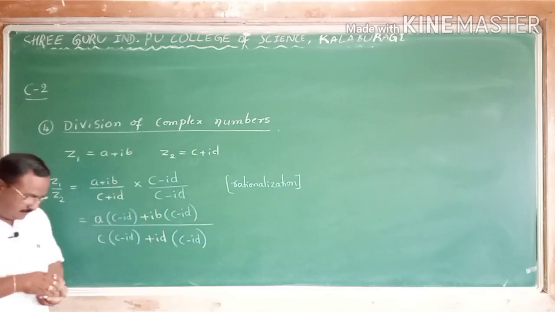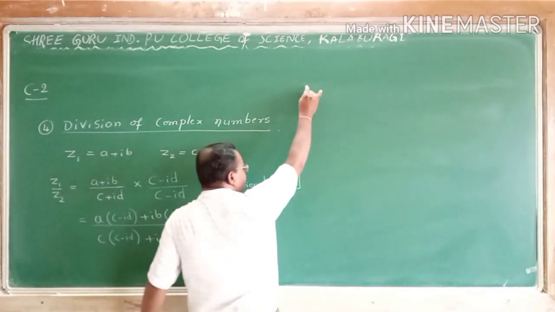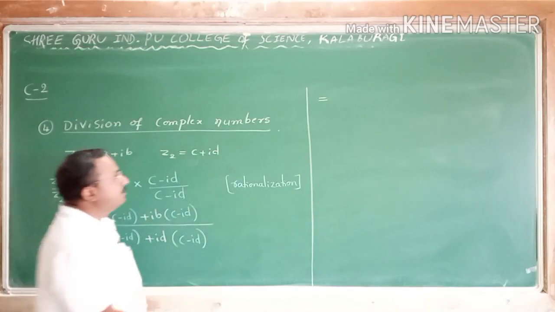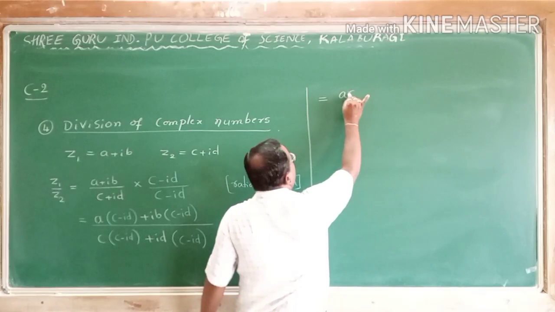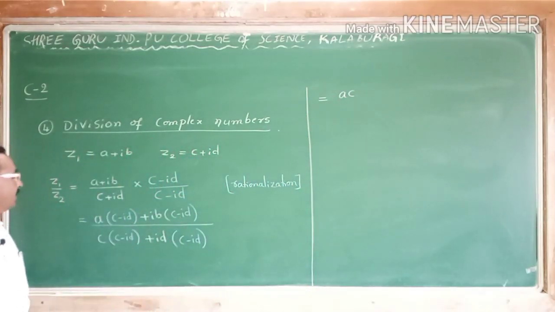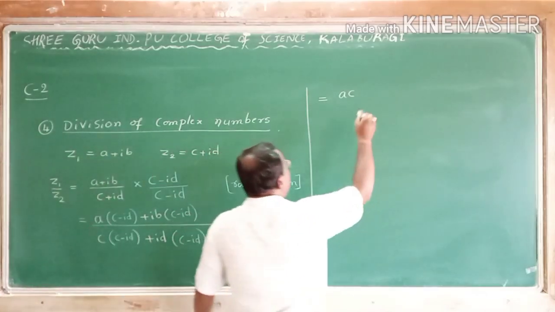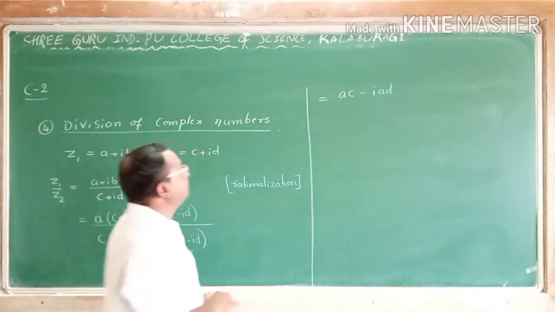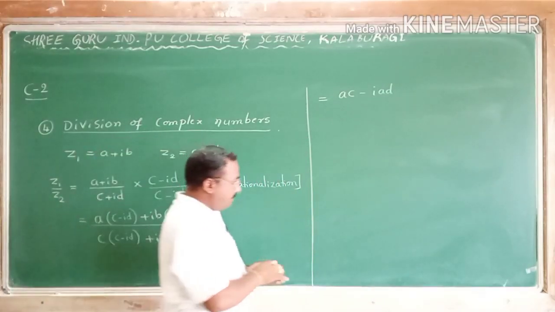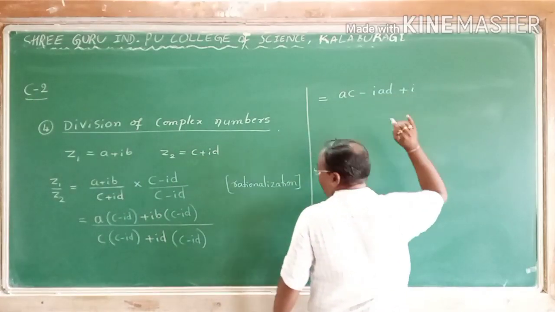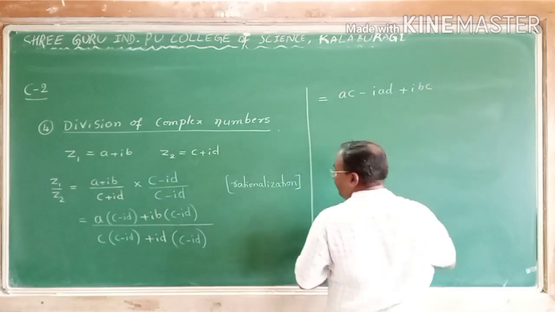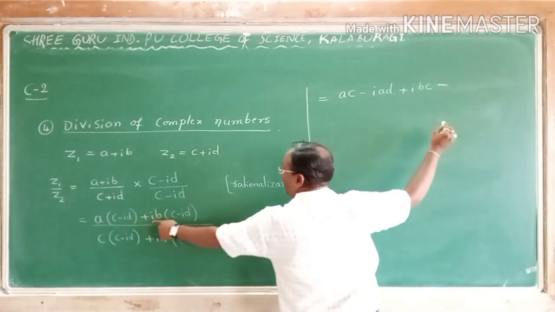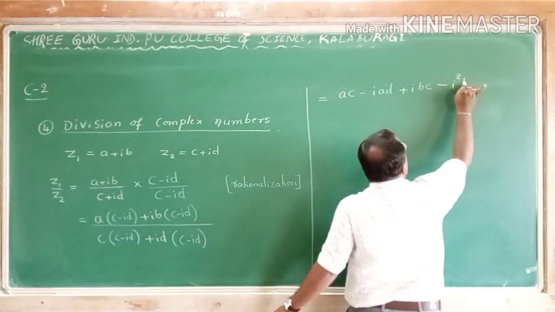Next, simplify. Here a into c is ac, minus i times ad, plus i times bc, plus minus i squared bd.